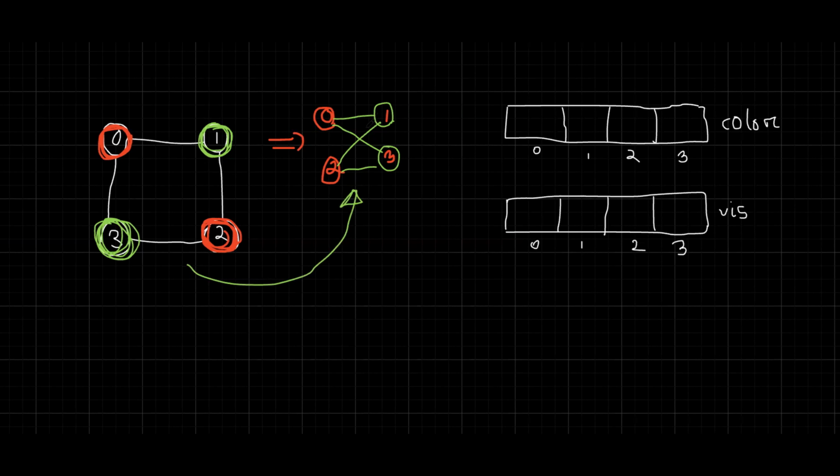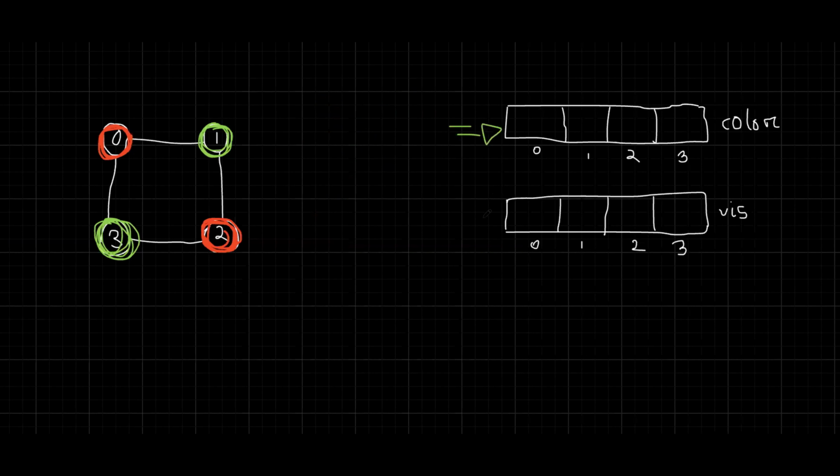But the question is, how can we solve this problem? To solve this problem, we have taken two arrays. One is color and another is visited. The color will store the color of each node and the visited will store true or false. If a node is visited, it will store true, otherwise it will store false. Currently we are at node 0. So let's initialize the color of 0 to 1 and make the visited of 0 true.